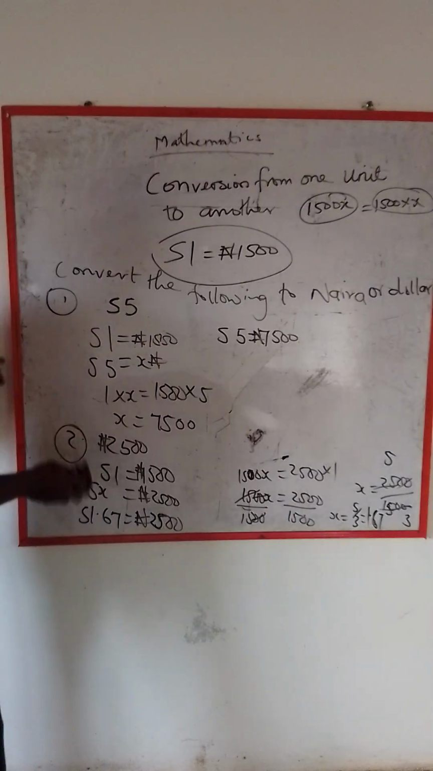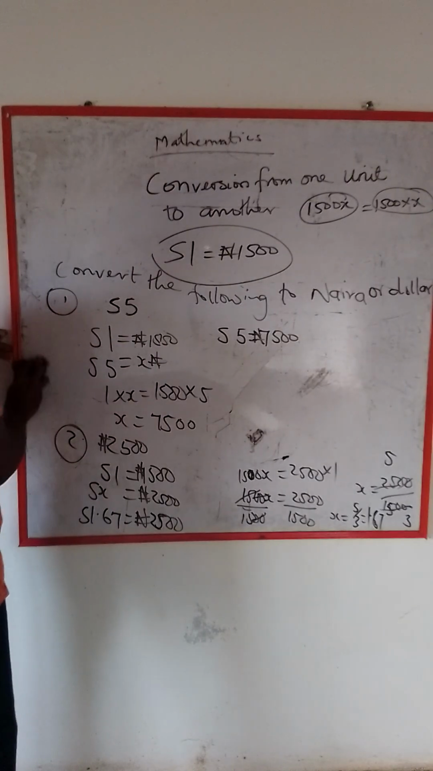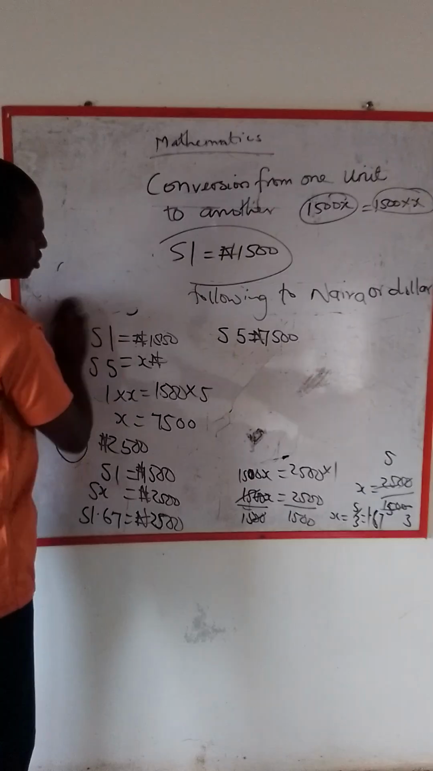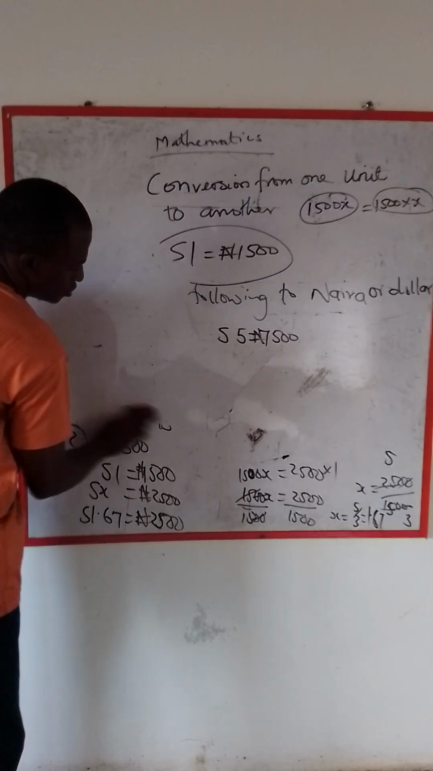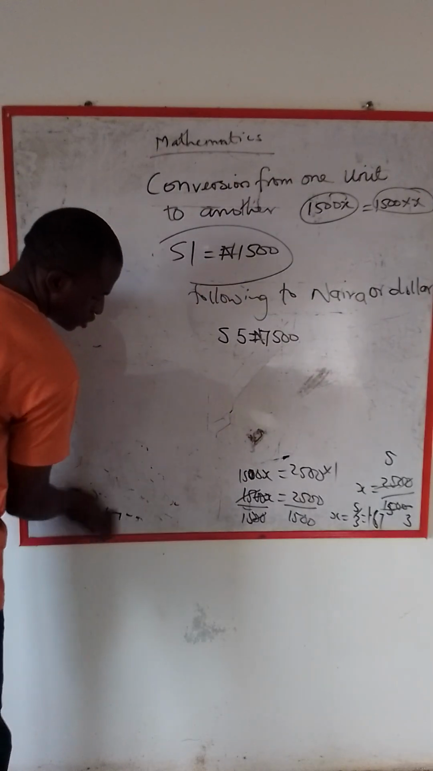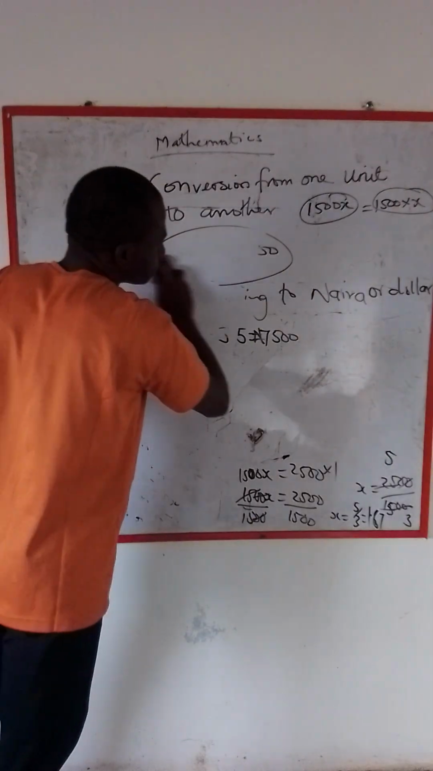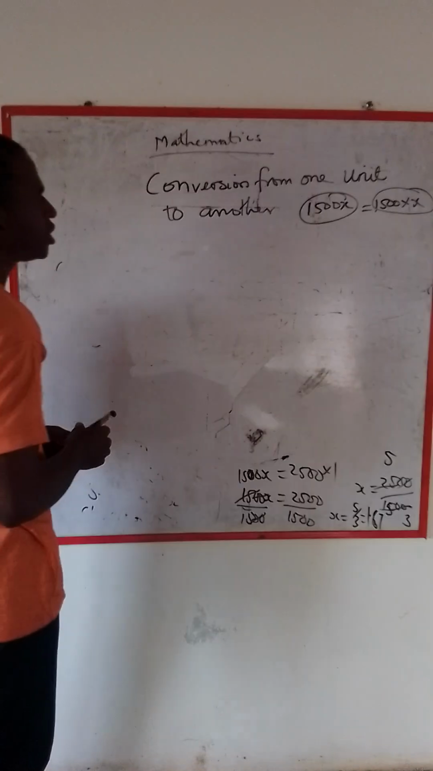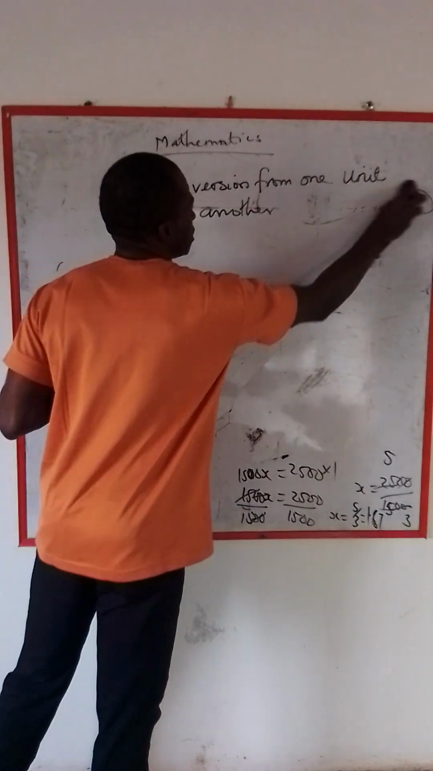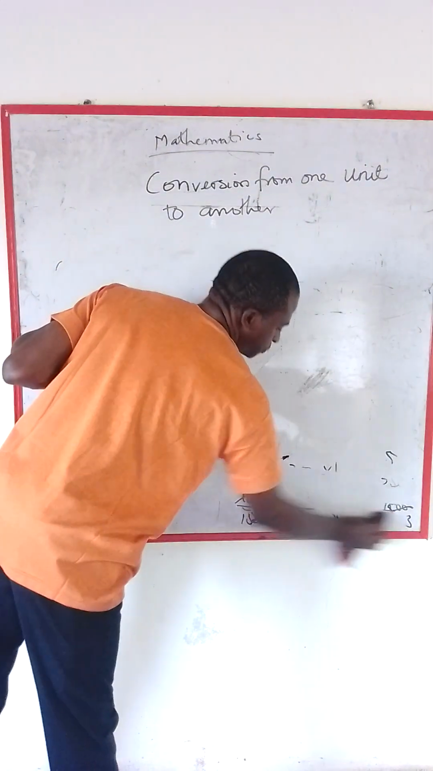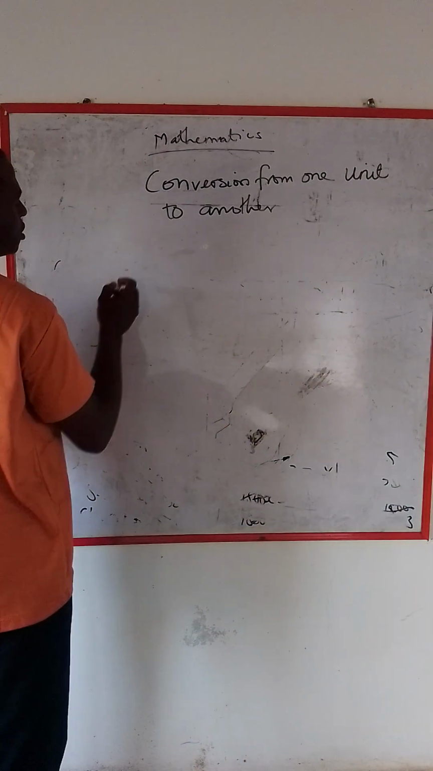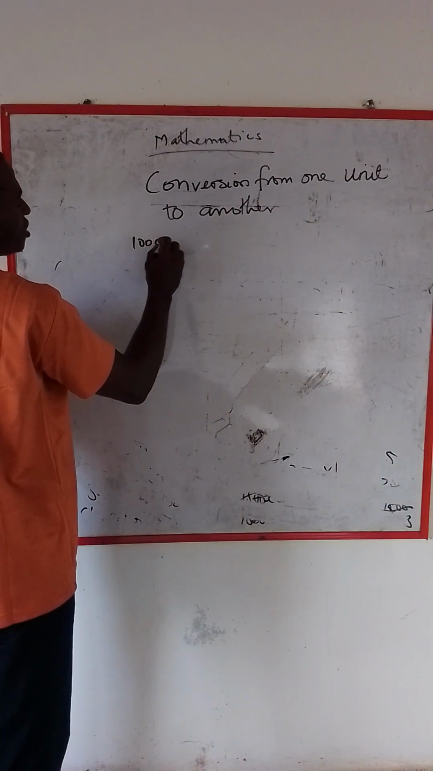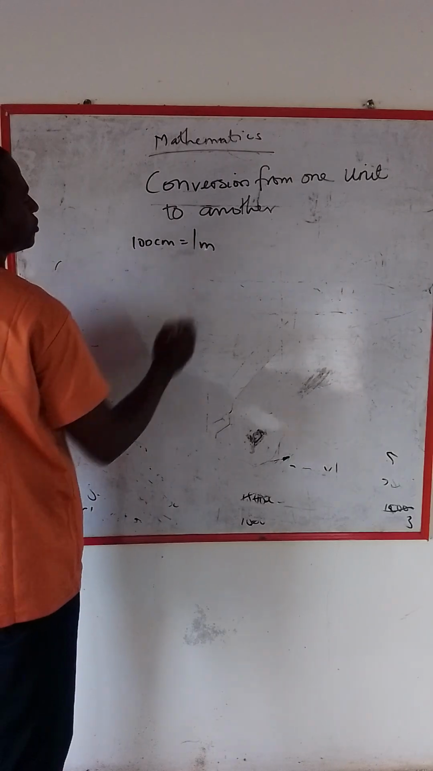This is just a simple logic. Understand the simple principle of conversion: you just need to know the relationship between the two units. Now let me go to centimeter and meter. Centimeters and meters. We know that 100 centimeter is equal to 1 meter.